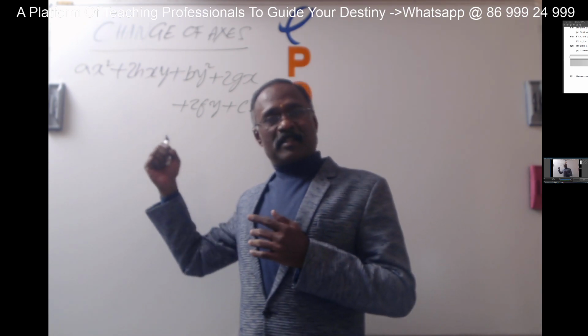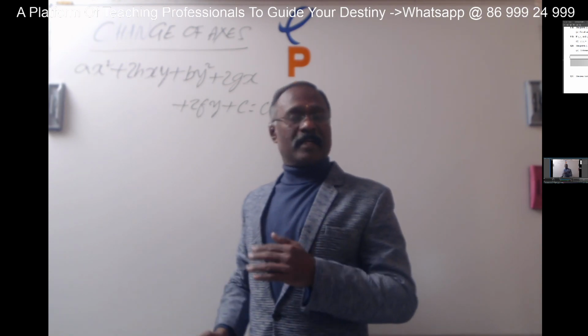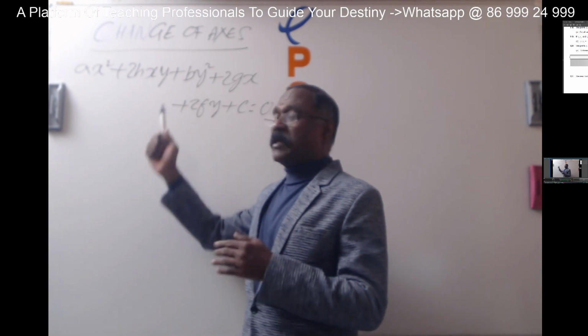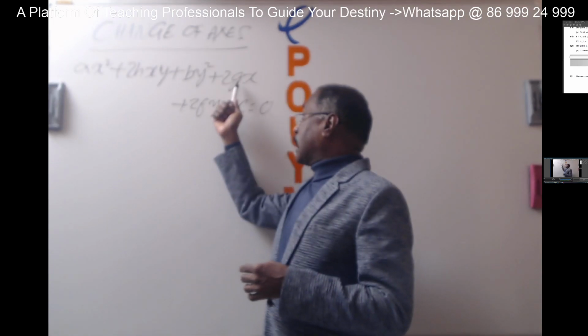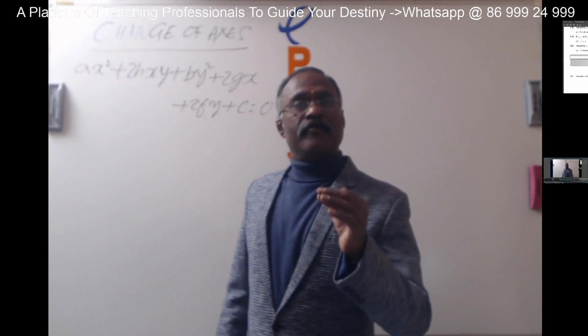So I gave you in locus the different conditions for this equation to represent different geometrical figures. What are they? You might be remembering. If it is to represent a straight line, A, H, B must be 0. Then what are the terms remaining? X, Y, and constant terms are remaining. In these two also, at least one of G and F must be non-zero. Then only it represents a straight line.